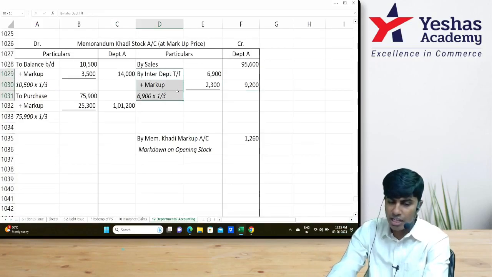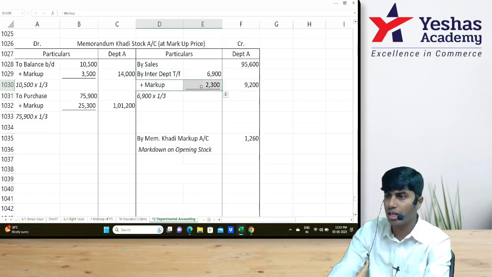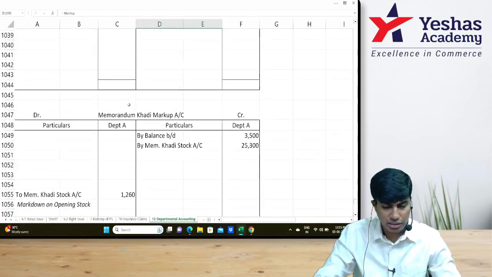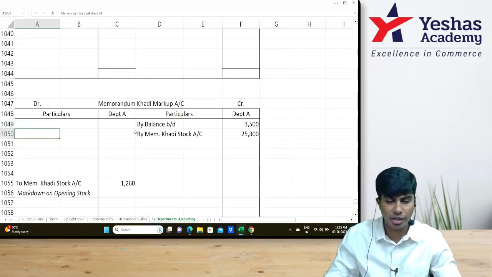Now come here. For inter-department transfer, here we have added markup of 2,300. This has to be written on the debit side in the memorandum markup account. Am I right? Come to our memorandum markup account. Here I'll write memorandum stock.